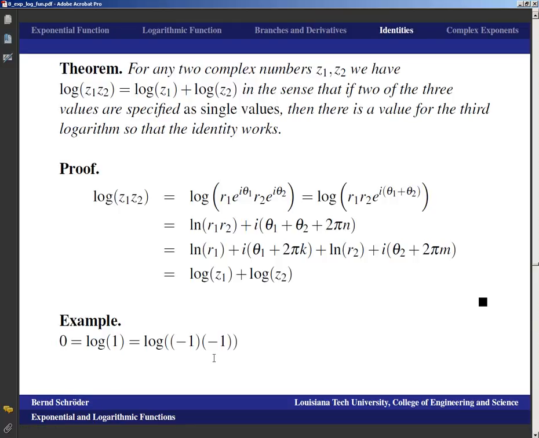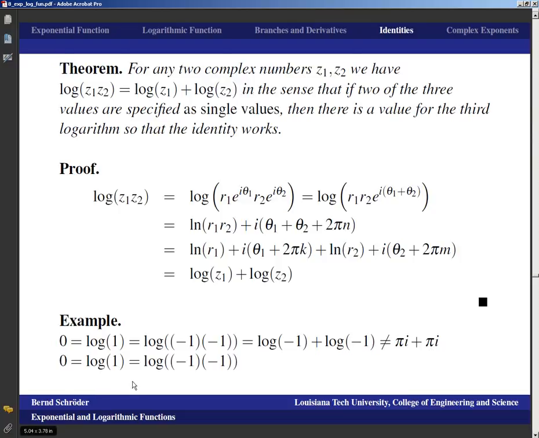And 1 is negative 1 times negative 1, so it's the logarithm of negative 1 times negative 1, which is the logarithm of negative 1 plus the logarithm of negative 1. But that's not pi i plus pi i, because that would be 2 pi i, right? And so even though the logarithm of negative 1 is pi i, as a principal value, we get actually that 0 is log of 1, which is log of negative 1 times negative 1, which is log of negative 1 plus log of negative 1.